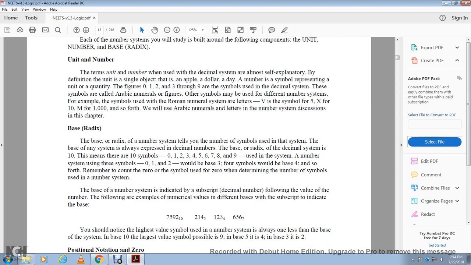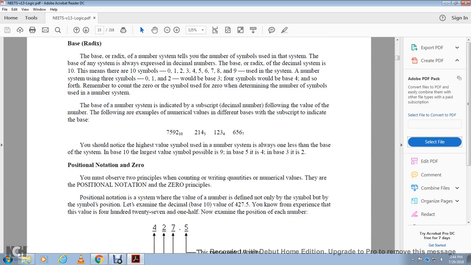The highest value symbol in a number system is always one less than the base of the system. If the base is 10, the largest value symbol is 9. In base 5, the largest value symbol is 4, and in base 3 it is 2.